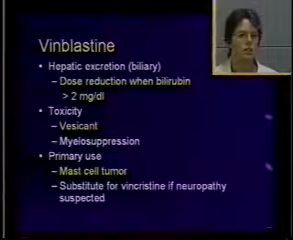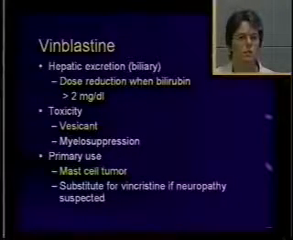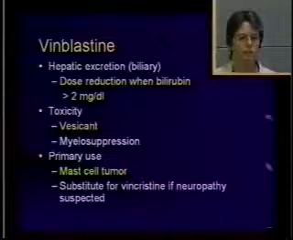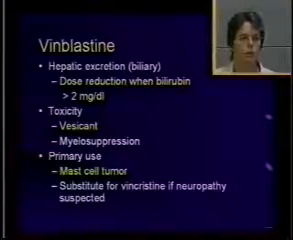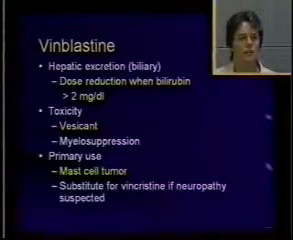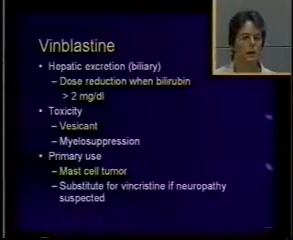So if you have a patient that develops the peripheral neuropathy with the vincristine, you may substitute vinblastine. It's used most commonly by the University of Florida in the treatment of mast cell tumors in combination with prednisone. And as I mentioned before, it can be substituted for vincristine if a neuropathy is suspected.